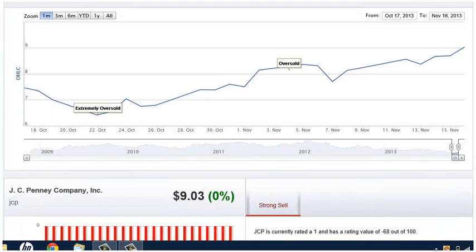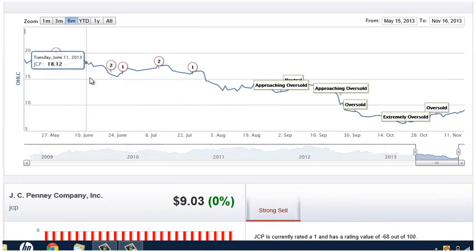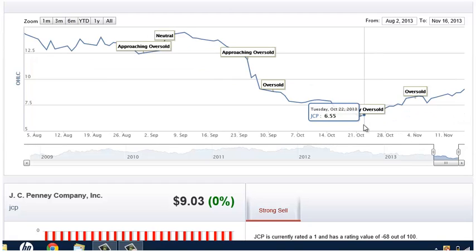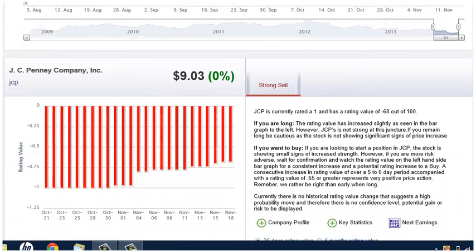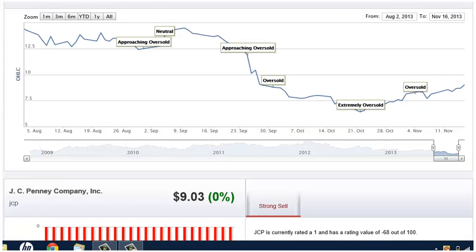JCPenney. And here's an example of how we would protect you from the downside. We went to a sell at 1627. Never had another buy signal. Again, we don't buy anything at approaching oversold or oversold, but the extremely oversold level does present an opportunity. So it's $6.42. The stock, as we can see, is now trading at $9. That was a 40% return.